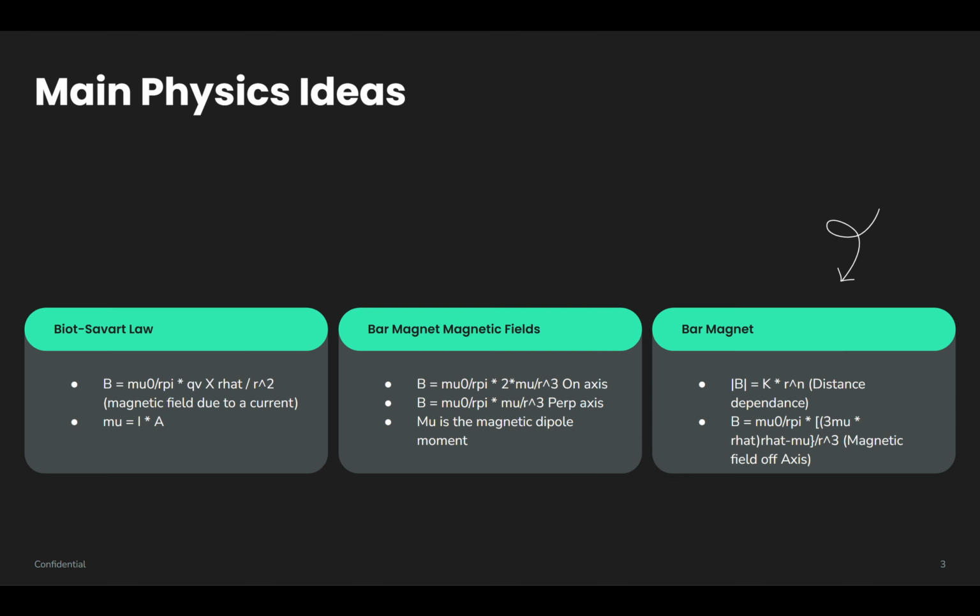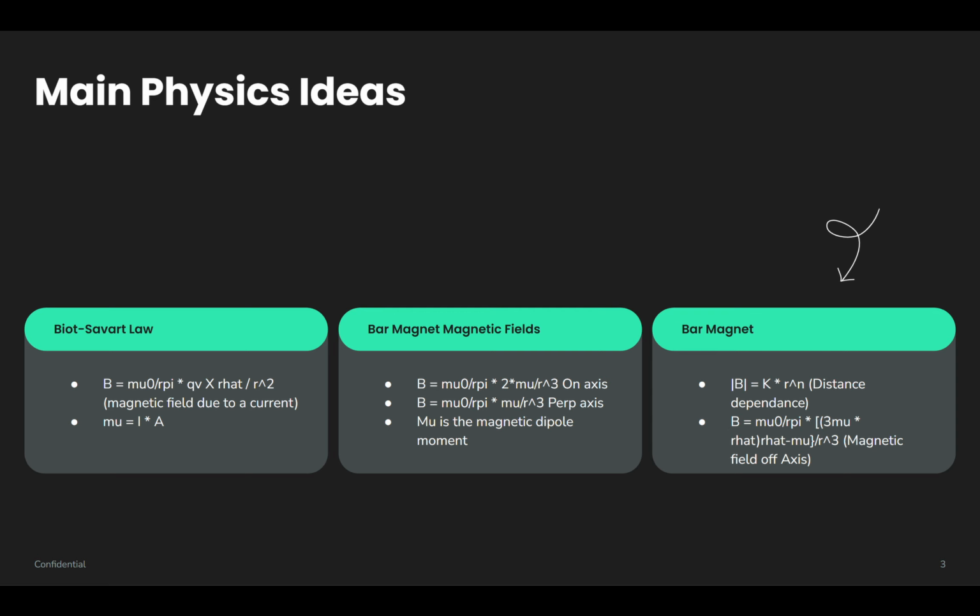Main physics ideas. Biot-Savart law. The first formula gives us the magnetic field due to a current. The bar magnet magnetic fields. The first formula gives us the magnetic field from the source to an observational position, which is on axis.